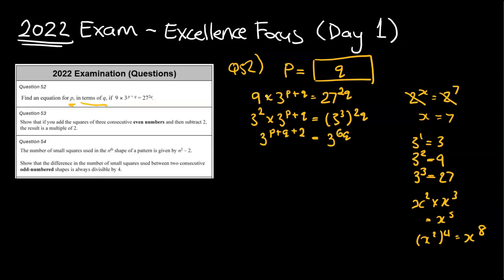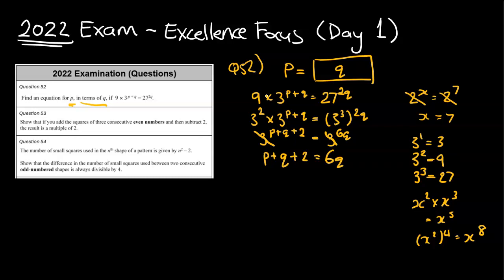I've now got the same base number, and that was my goal like I talked about at the beginning. I'm now going to cancel them out. So I'm cancelling out the 3's. So that's going to become p plus q plus 2 equals 6q.